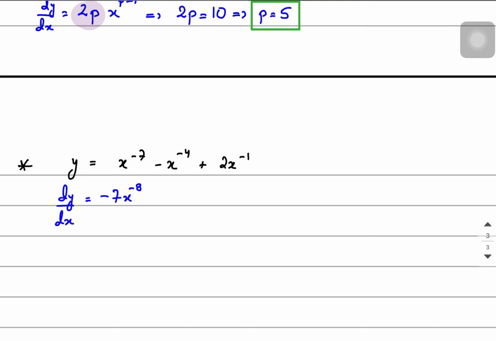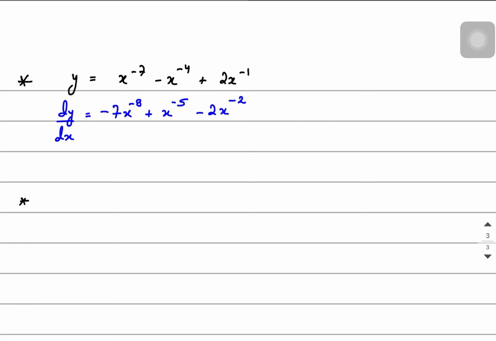Okay, again, power comes down, minus minus plus. 1 subtract from the power, so minus 4, and again minus 1 becomes minus 5. Okay, power comes down, so 2 times minus 1 is basically minus 2, and 1 subtract from the power, it would become minus 2.